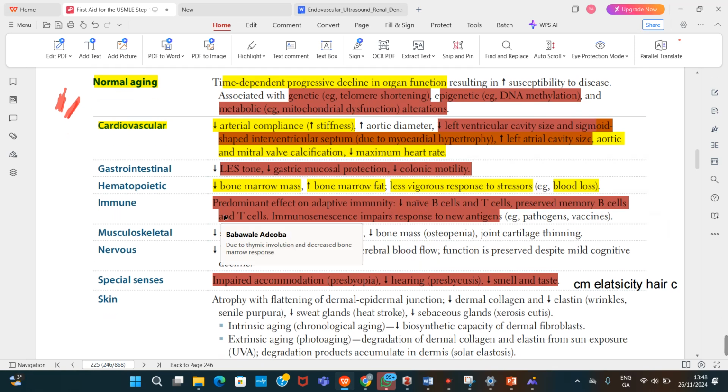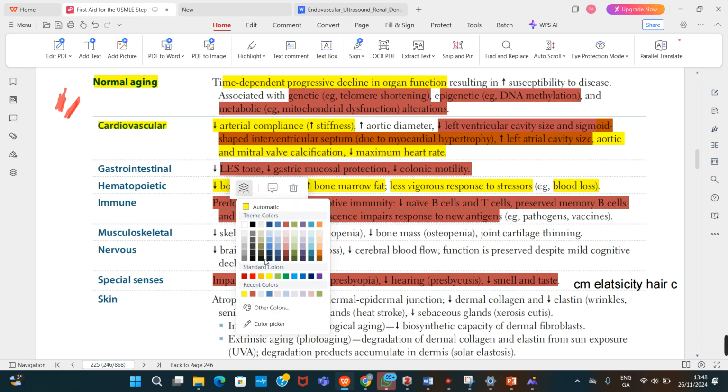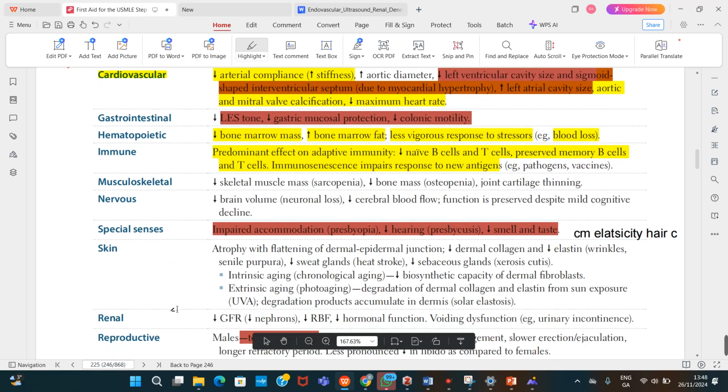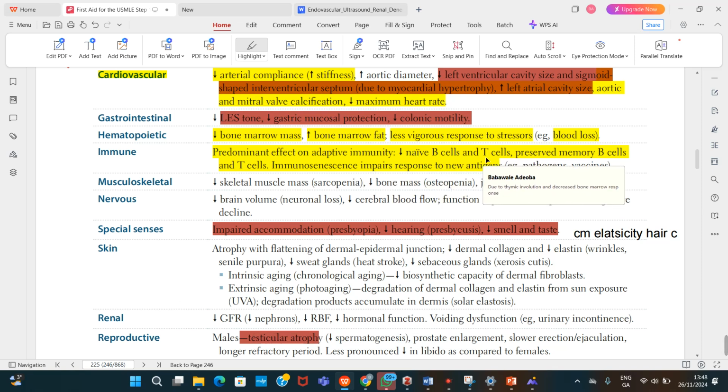Immune. So now, the primary problem here is the effect on the adaptive immunity. So what are we talking about? We have to pay careful attention here. With aging, you have a reduction in the naive B cells and T cells because the naive B cells and T cells need to be replaced constantly. Now, don't forget, there's a reduction in the bone marrow mass. So there's no way the naive B cells and T cells can be replaced. The only ones that are preserved are the memory B cells. Those that have been formed already live long, so they will stay there and they will not cause any problem.